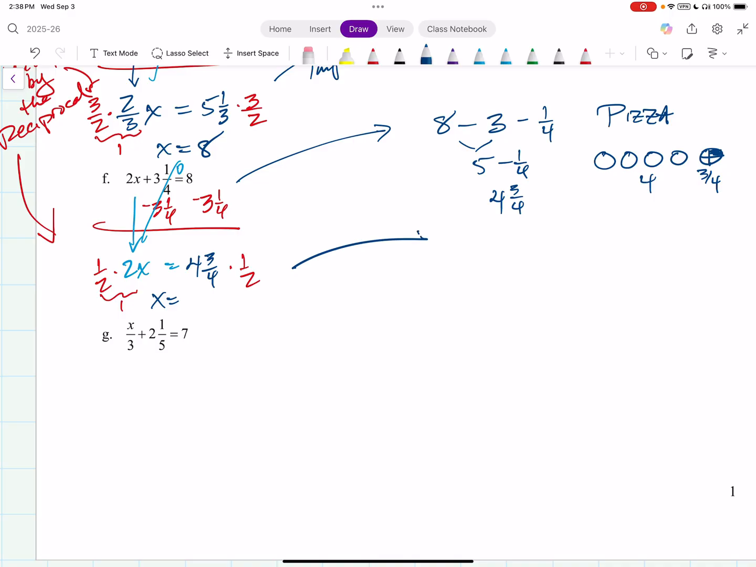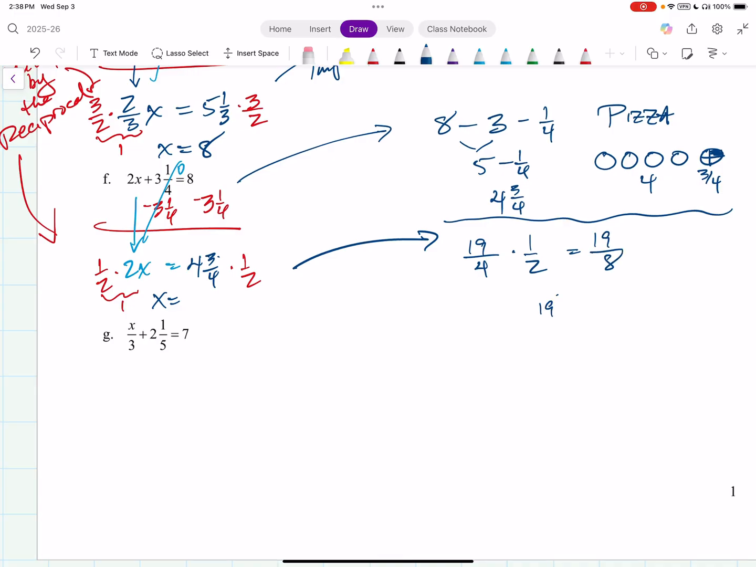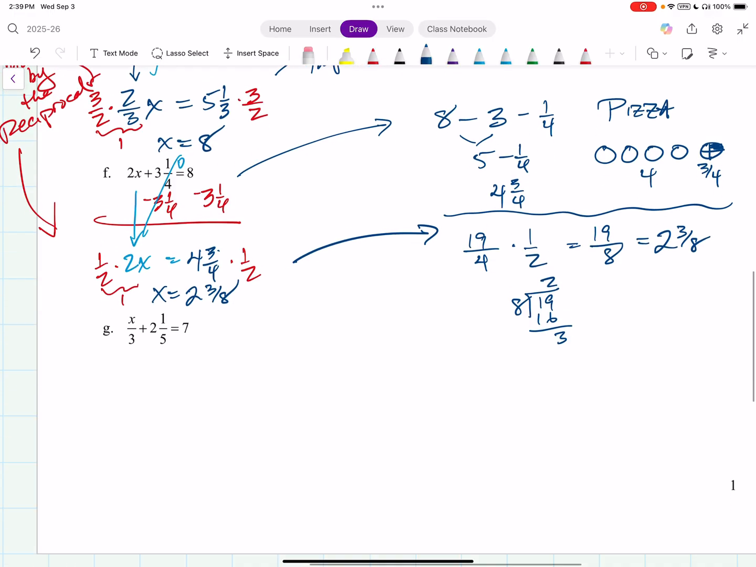And again, that's where you do your side work, right? So 4 times 4 is 16, plus 3 is 19/4 times 1/2. Okay, and you're forced to multiply. 19 times 1 is 19. 4 times 2 is 8. And then 19 divided by 8 goes 2 times with 3 remaining. So 2 and 3/8. So notice how I'm doing my side work on the right.